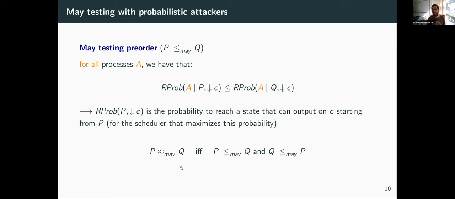If you want May testing equivalence, you just take the pre-order in both directions. I hope this makes sense. So we're asking that each time a process can output on C with a given probability, the other process can also output on C with at least the same probability. This is the notion of May testing that we will introduce here.